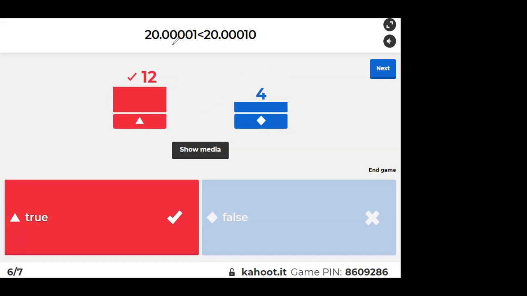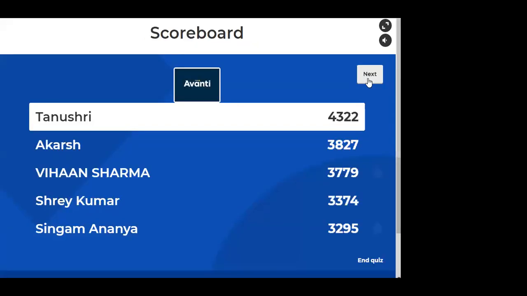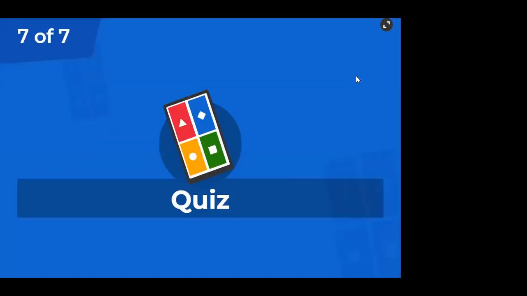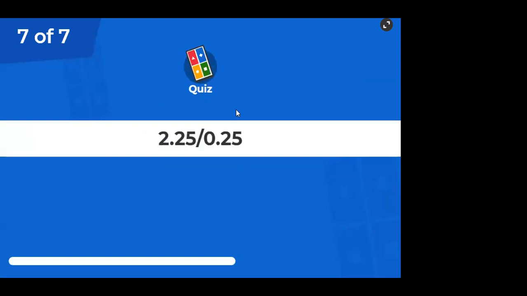So if the decimal places are more, the number is smaller. If the decimal places are more, the number will be less. If the decimal places are less, the number will be bigger. Okay. Very good, Vihan. Very good, Akash, Nabil. Last question of this Kahoot. Last question of this Kahoot.